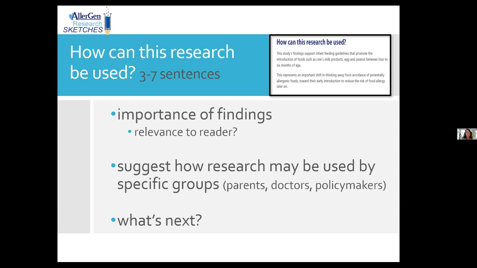And then focus on this so what for the lay reader, and also on the current and future potential impact of your work. You could also relate back to a compelling finding that you've mentioned earlier and use it as part of your wrap up. Also, you can provide suggestions as to how the research could be used by various groups, parents, doctors, policymakers, etc.